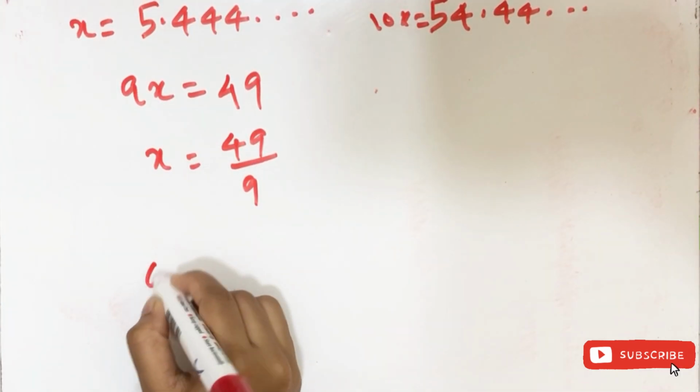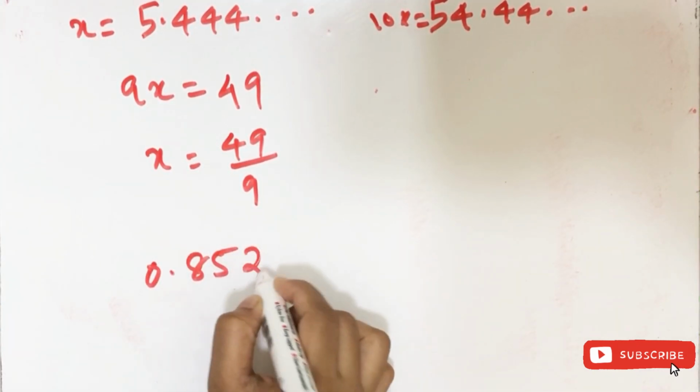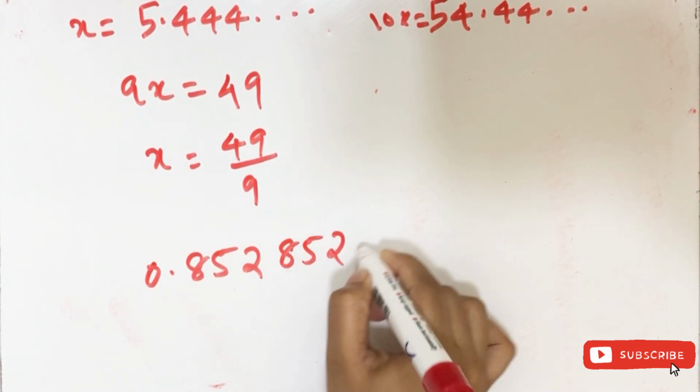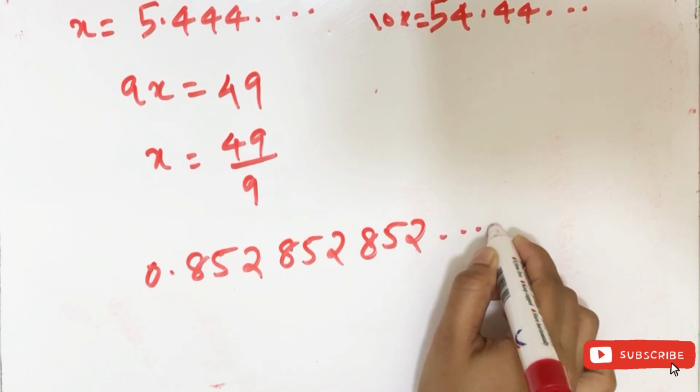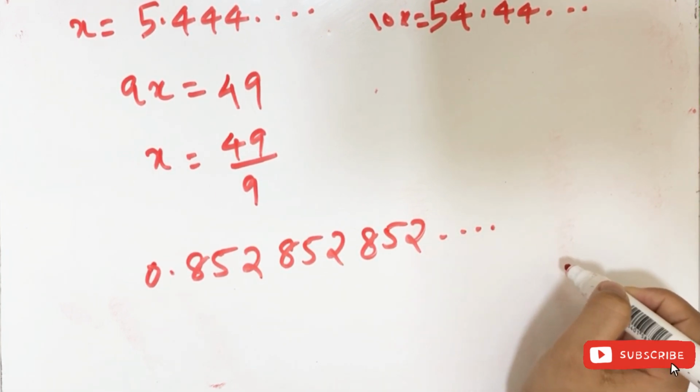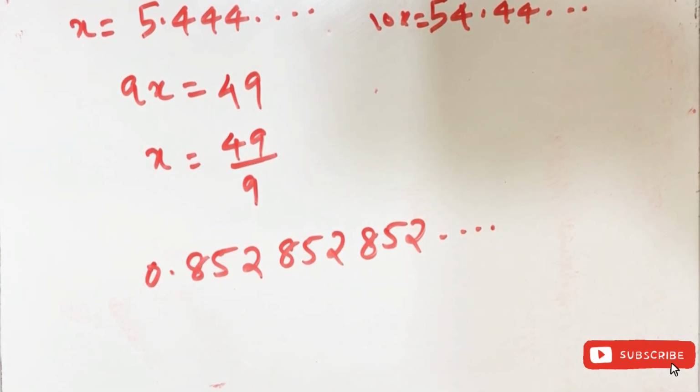Like that, write 0.852, again repeating this 852, 852, 852, etc. in numerator by denominator form. Try by yourself.